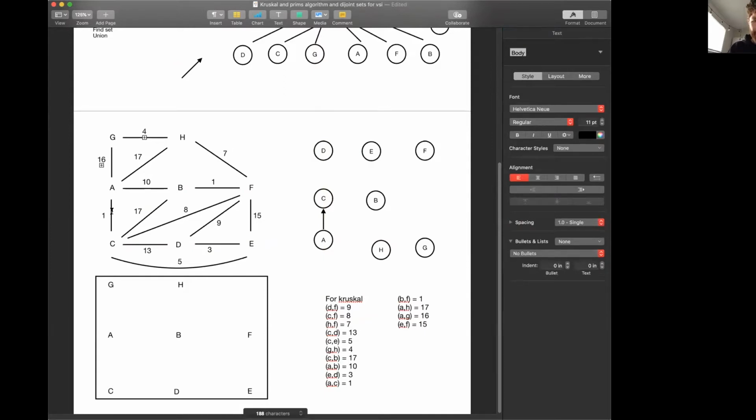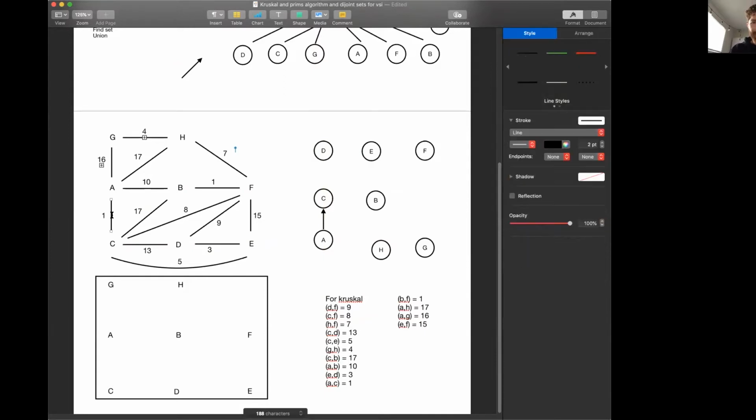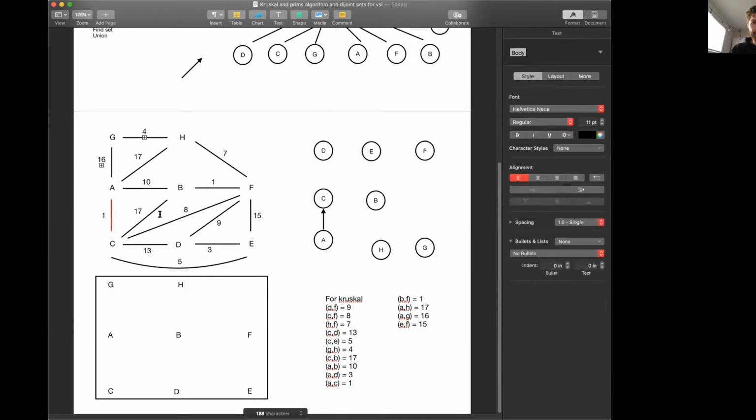So I process this edge. Since it's an edge that caused me to do a union, I'm just going to color it with red. This is an edge that caused a union. Okay, so we're done with this edge. I'm going to put a star next to it, so I mark that we're done.